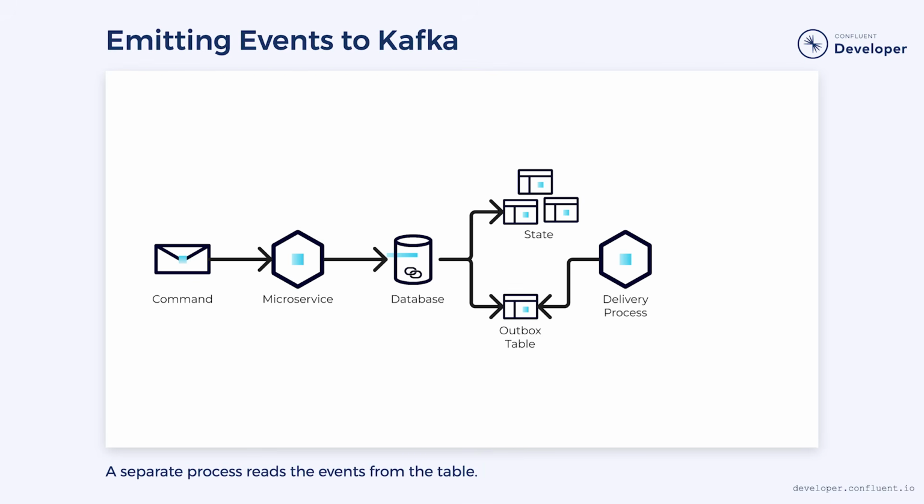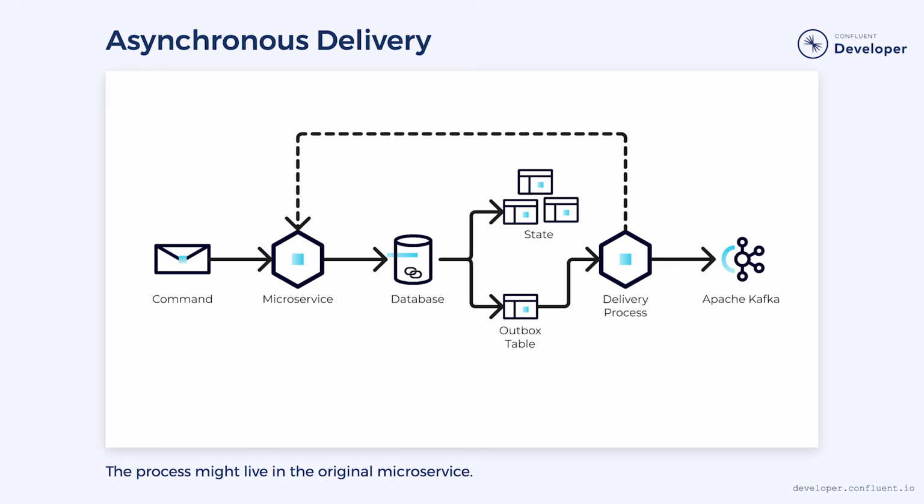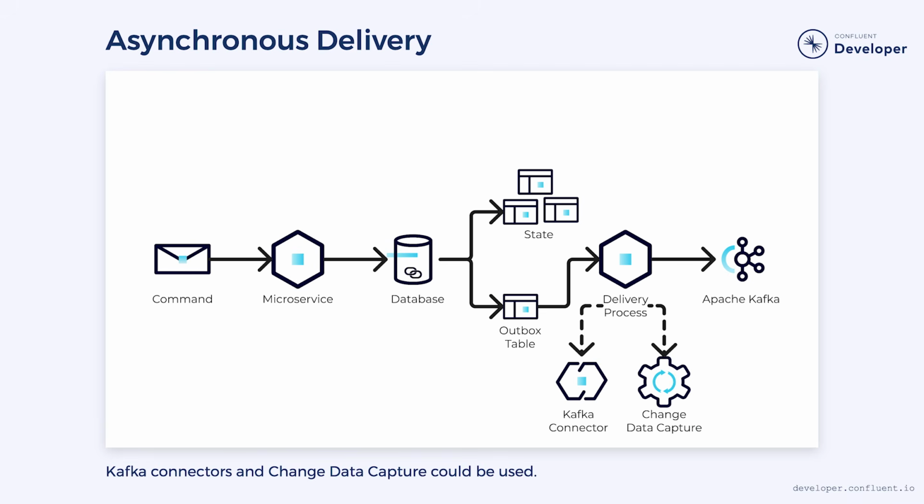In this case, we can use a separate process that asynchronously monitors the table. Whenever it sees a new event, it can deliver it to Kafka. Once the event has been successfully delivered, it can be removed from the outbox table. The process is often written as another thread within the original microservice. However, it could run as a completely separate application. Depending on the database you are using, you might be able to use a Kafka connector or change data capture system to monitor the table and emit the events.